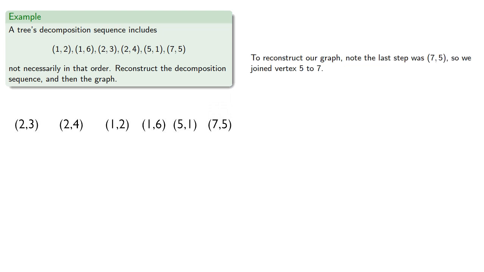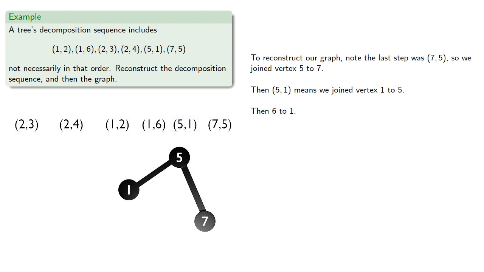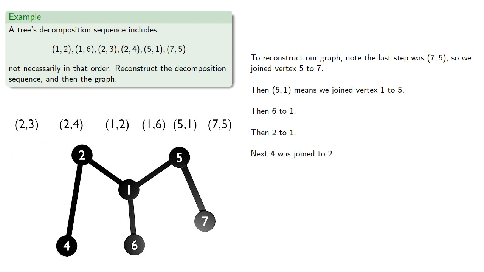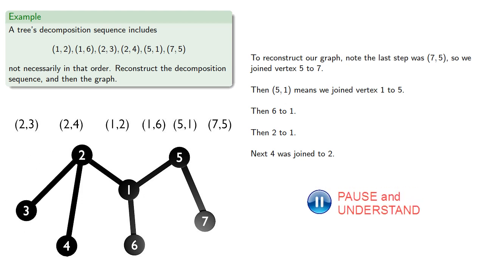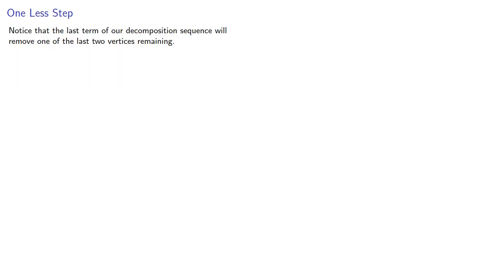To reconstruct our graph, note that the last step was 7, 5, so we joined vertex 5 to 7. Then 5, 1 means we joined vertex 1 to 5. Then 6 to 1. Then 2 to 1. Next, 4 was joined to 2. And 3 to 2. Now, notice that the last term of our decomposition sequence will remove one of the last two vertices remaining. But since we already know which vertices we've removed, we can infer the last step.